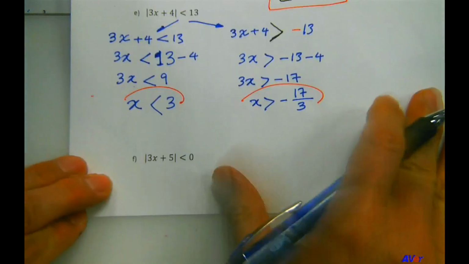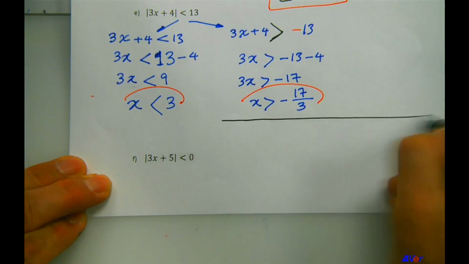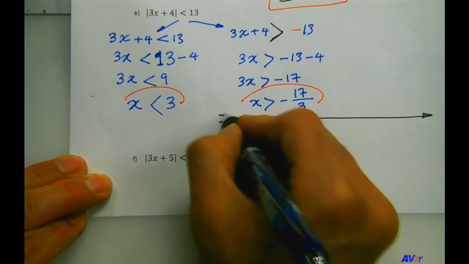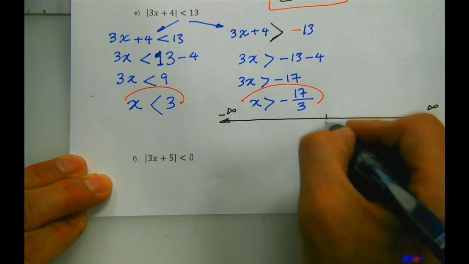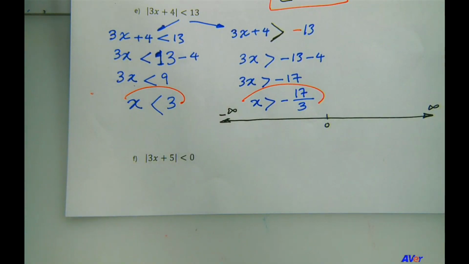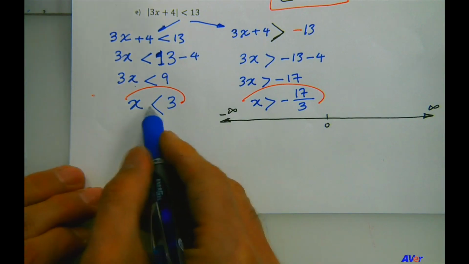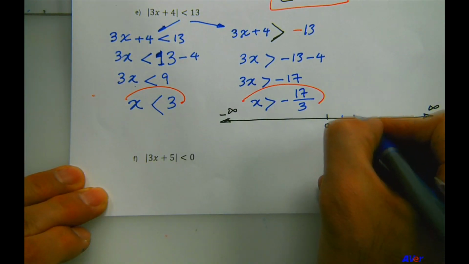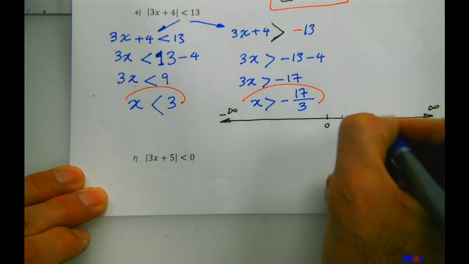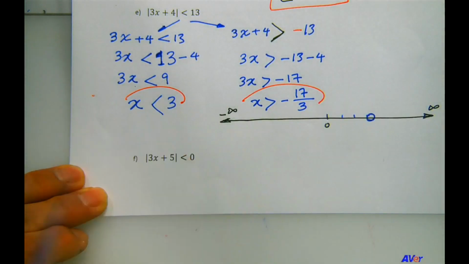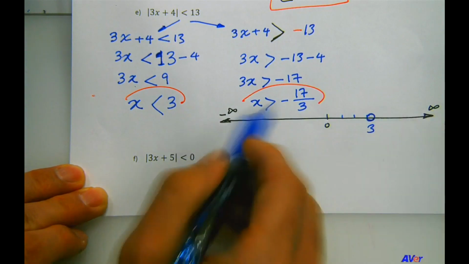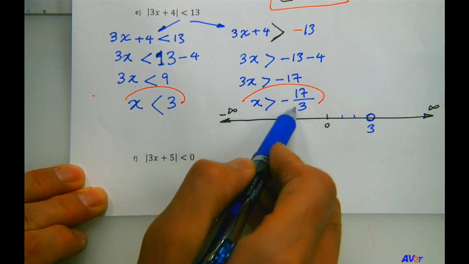Well, let's make use of a graph to better understand how the solution works. If you don't like to draw the graph, you do not have to. This is just to make this a visual thing, so that those who learn better visually can follow what is happening. But you don't really need the graph. So 3 would be somewhere here, like that. And I'm going to put a hollow circle there because x cannot be equal to 3. So that's 3. And then this is negative 17 over 3.